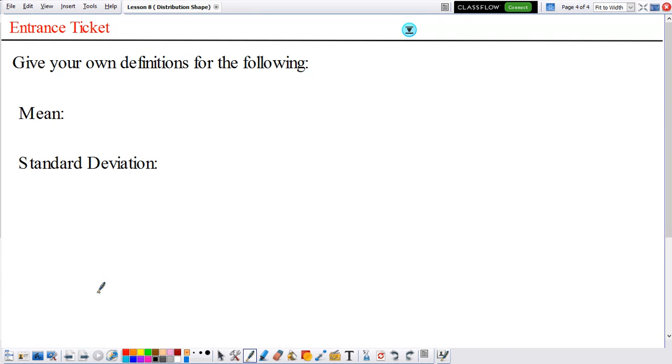So now, here's your entrance ticket. Just give your own definition for mean and standard deviation.